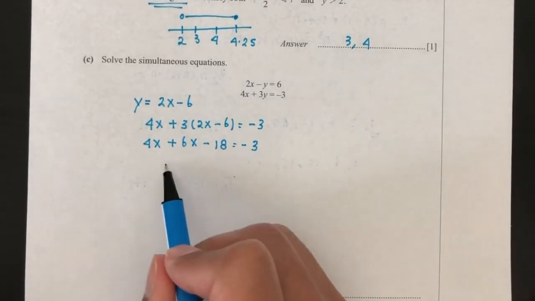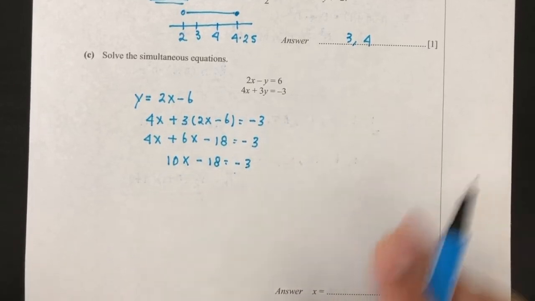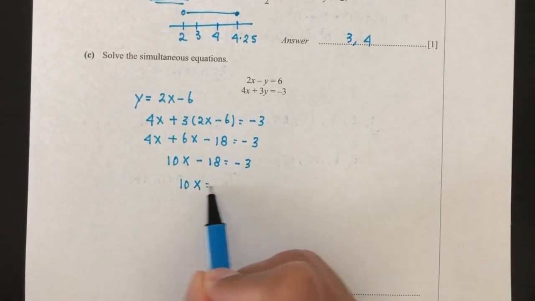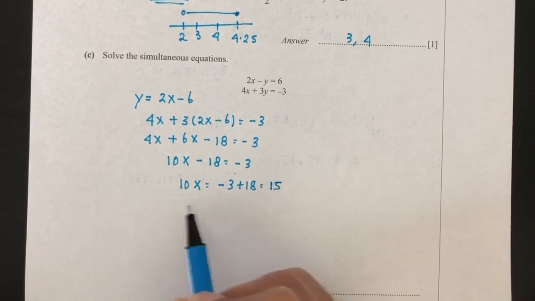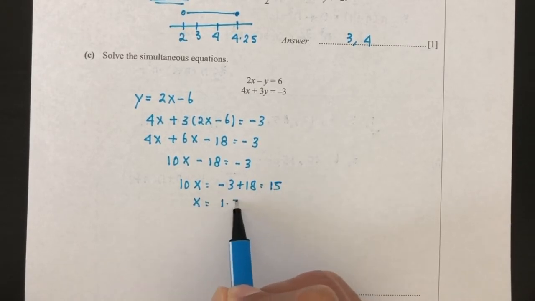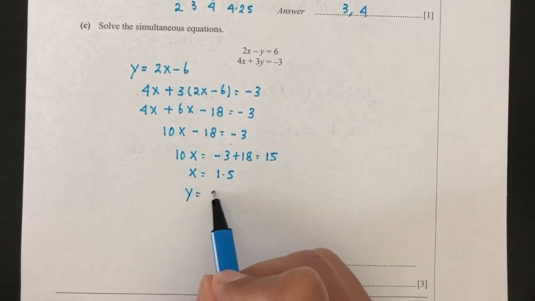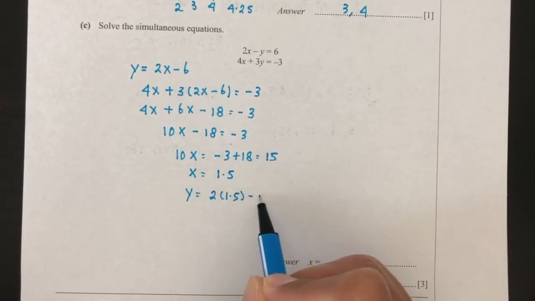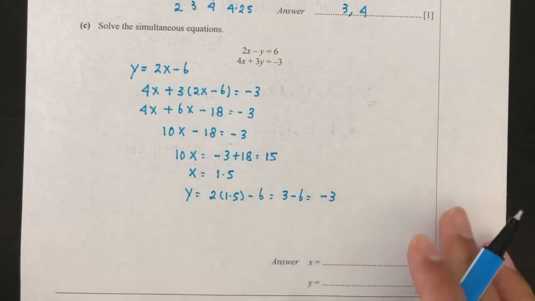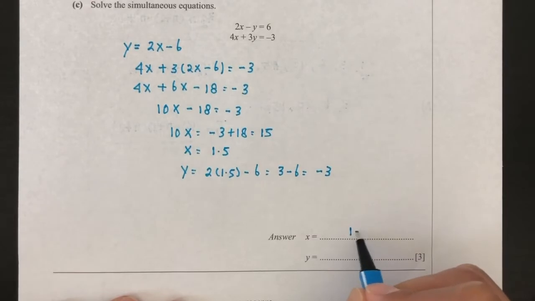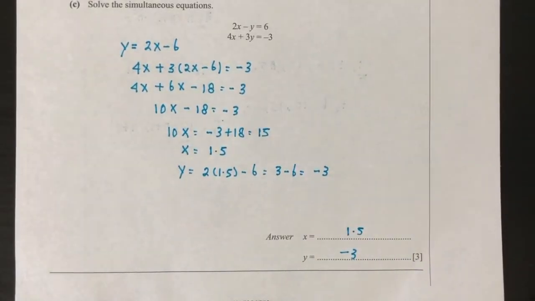So here we have 10x minus 18 equal to minus 3. So 10x equal to minus 3 plus 18, which is 15. Now x will be 1.5. Find the value for y. y will be 2 times 1.5 minus 6, which is 3 minus 6, which is minus 3. So the answer will be 1.5 and minus 3. That is question number 3.